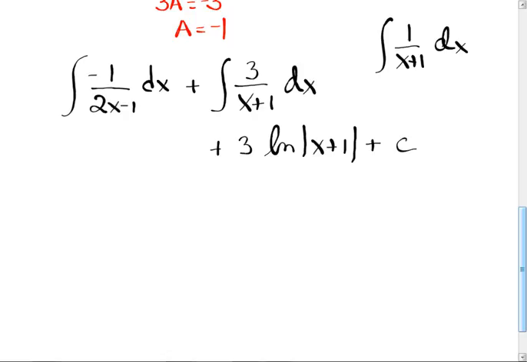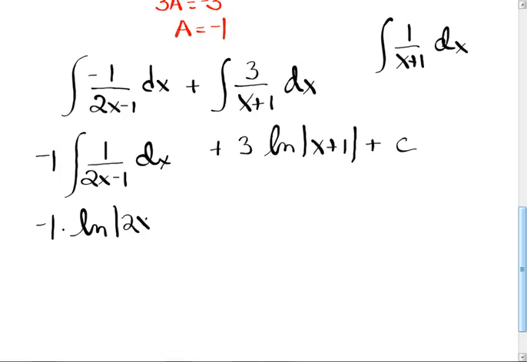Well, first off, I can pull out the negative 1. What am I going to do here? Factor out the 1/2. I don't want to factor out the 2. Well, then you can do... I could do a u substitution, or I could just say, hey, that looks like 1 over x, doesn't it? So this is minus 1 times the log of 2x minus 1.